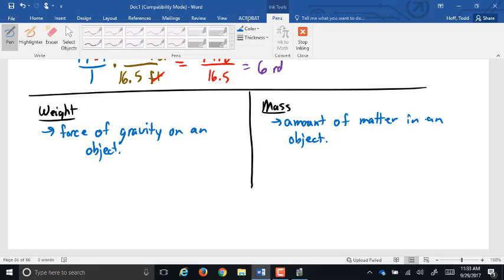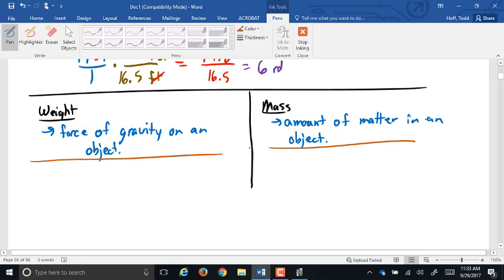The two of them are very closely related because obviously the more mass an object has, the more gravity is going to pull on it. So increasing the mass does increase the weight. However, there are some important differences. The big difference can be shown in how they're measured. Mass is measured with a balance.